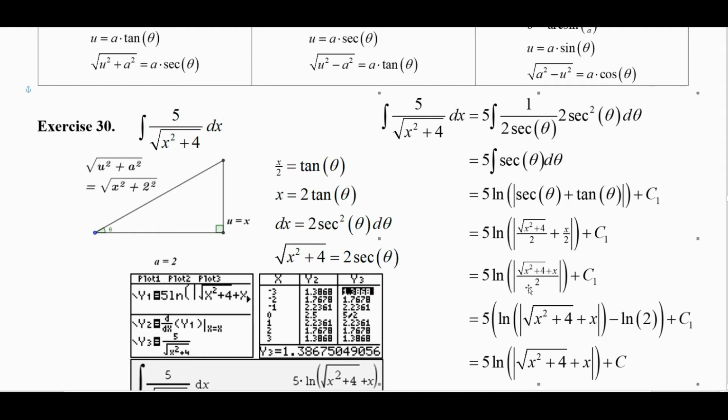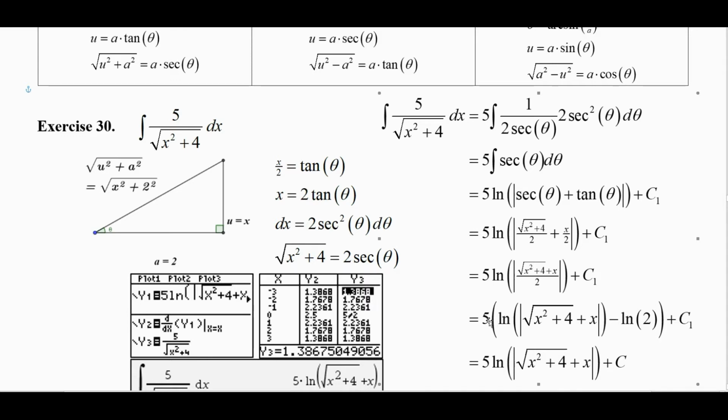Now, one of the properties of logarithms is that when we have the log of a quotient, it's the log of the top minus the log of the bottom. So it's the log of the absolute value of square root of x squared plus 4 plus x, minus the log of the absolute value of 2. Well, the absolute value of 2 is just 2.